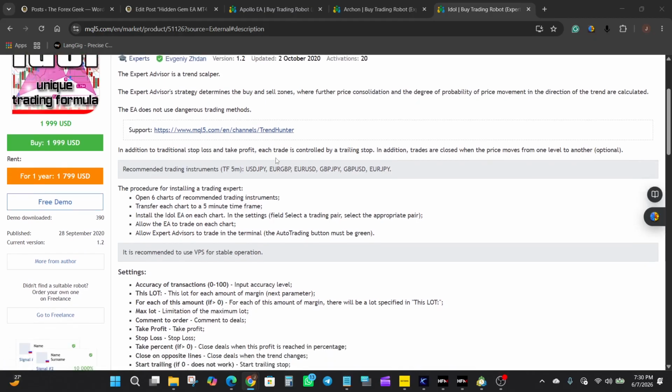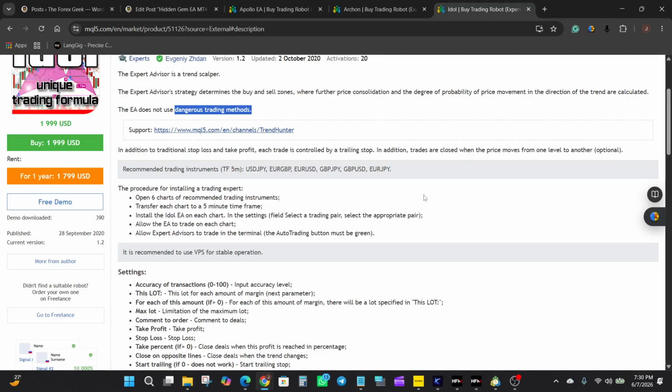As I scroll further, I also notice that it avoids what the developer calls dangerous trading methods. Okay, which suggests it's not using high-risk techniques like aggressive averaging or similar approaches. Instead, each trade is managed with standard protective tools. There is also mention of trailing stops being used alongside traditional stop loss and take profit levels. On top of that, trades can also be closed when price moves between defined levels, depending on configuration. So there is clearly a layered exit system here.